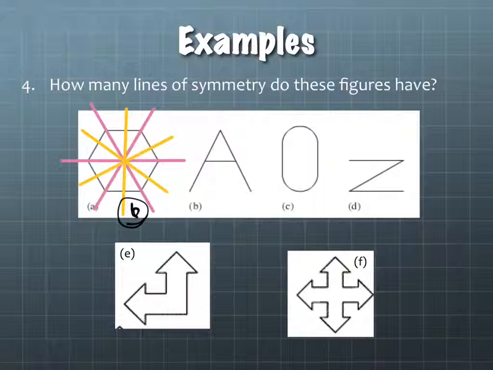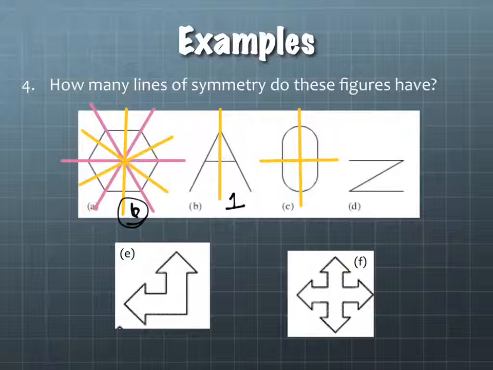How about the letter A? How many does it have? 1. That's right, just 1 right there. How about it looks like a track field to me. It's like a track. Okay, how about the track? 2. So we have a vertical one and we have a horizontal one, right? So there are 2. How about this letter Z?